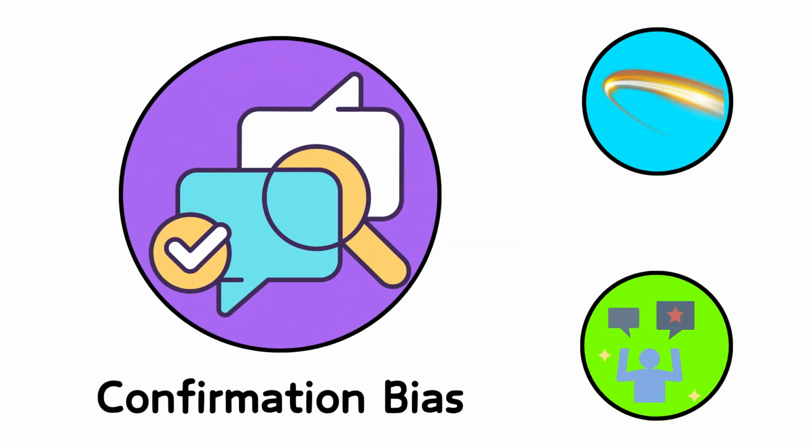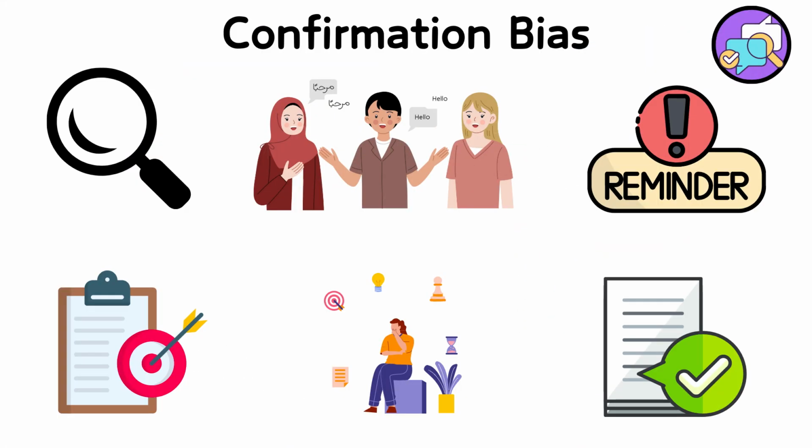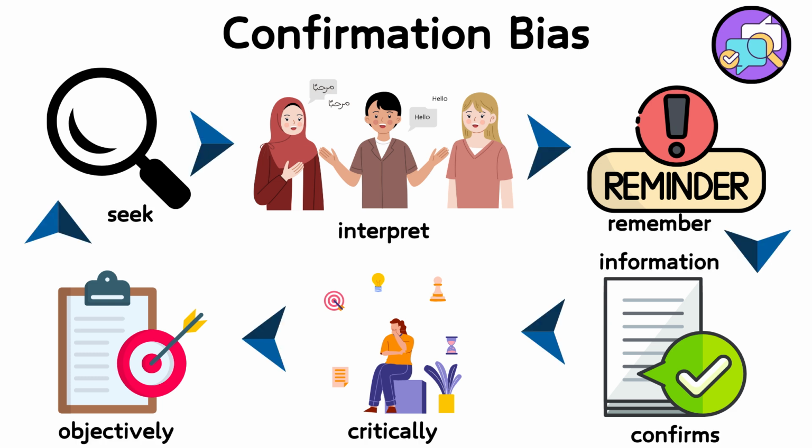Confirmation bias. Confirmation bias is the psychological tendency to seek, interpret, and remember information in a way that confirms what we already believe. This bias affects our ability to think critically and objectively because we give more attention and weight to evidence that supports our views, and neglect or discredit information that contradicts them.